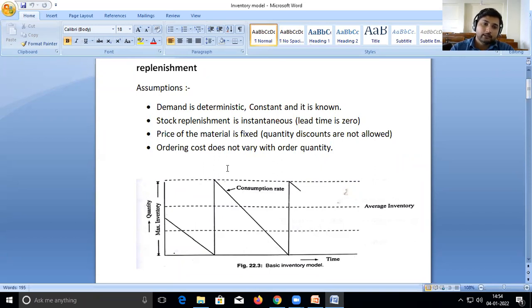Now the third assumption is material price is constant. There will not be any variation of the price of that particular product. It is constant, and we have to consider that this price is also not discounted. So without discounting we have to consider the price. Inside the bracket it is written, quantity discounts are not allowed.